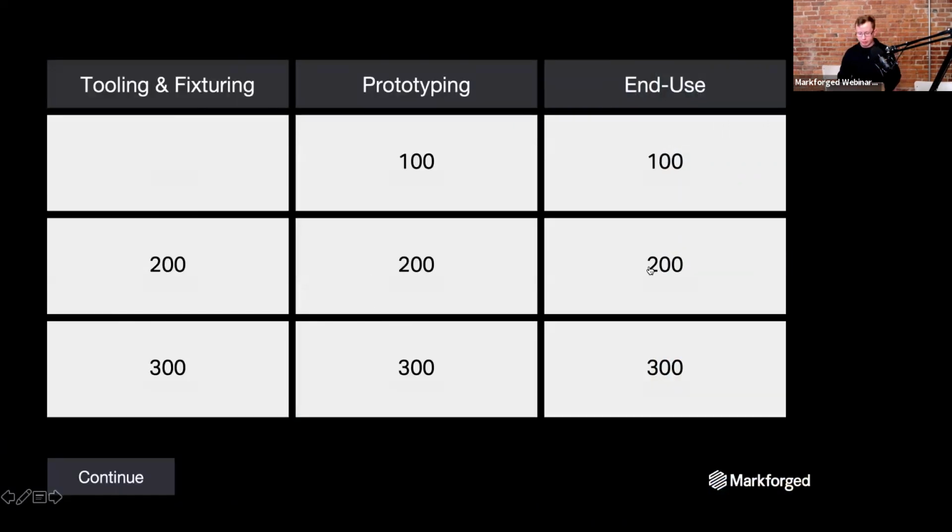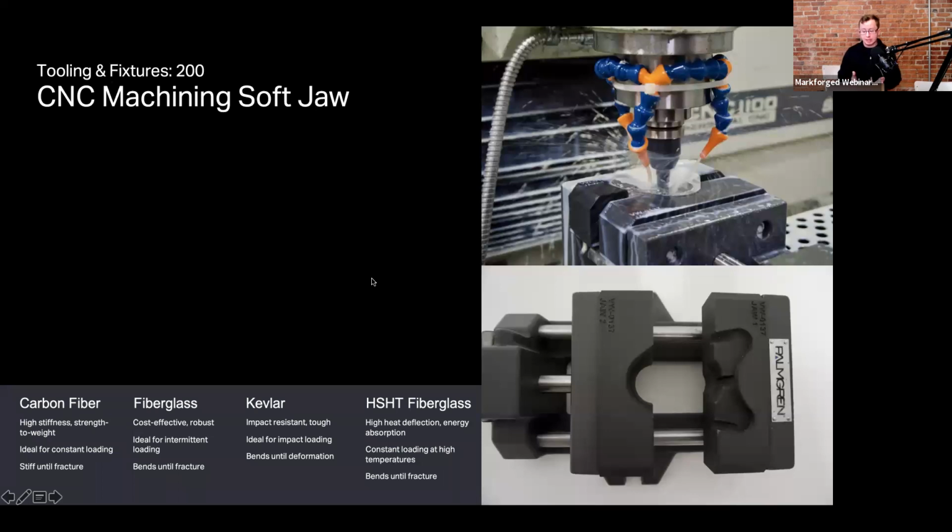All right, so the first one that we saw come in was 200 for tooling and fixturing. So this one is a CNC machining soft jaw. So what do all of you think are the loading conditions that we have to think about with this CNC soft jaw? It's this black part in the middle here, and you can see it in a more simplified view here. So if you have any thoughts about what the loading conditions are, please post them in the chat box.